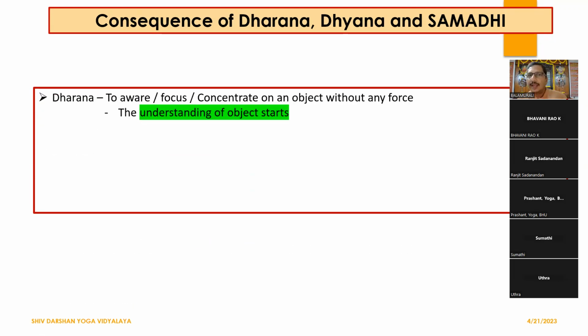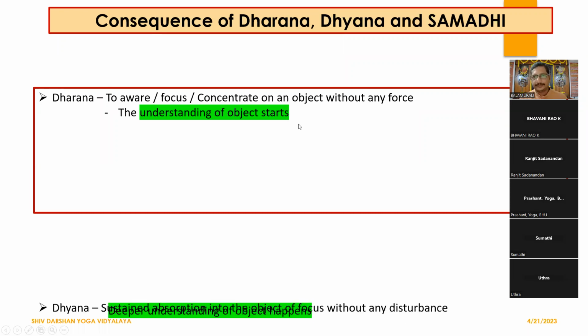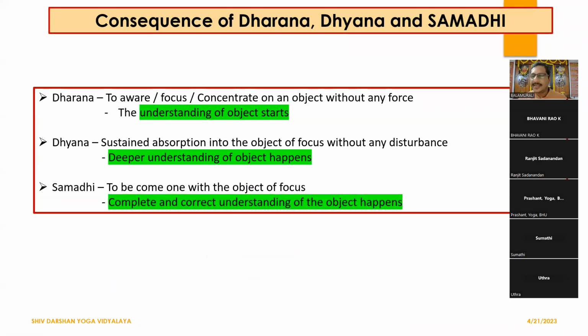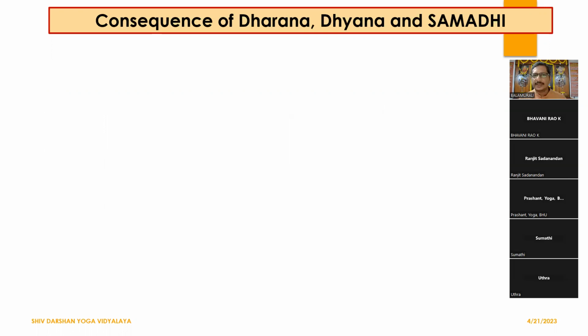So in dharana, the understanding of the object starts. That's the starting point, right? You have just started focusing, and you get disturbance around it. In dhyana, deeper understanding of the object happens. In samadhi, complete and correct understanding of the object happens. Is that true? This is the consequence of dharana, dhyana, and samadhi. Can we take one more analogy and see how it is?